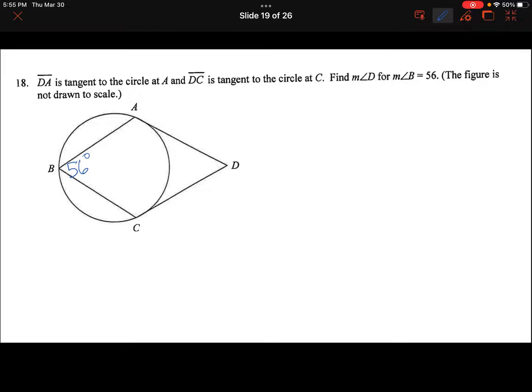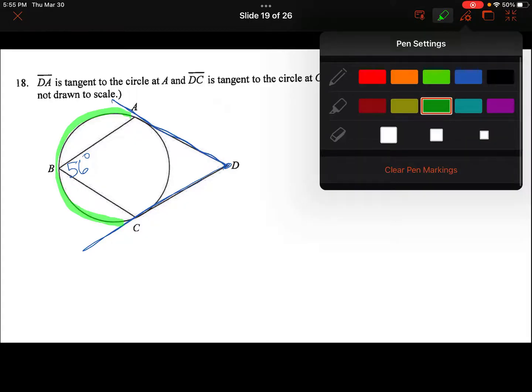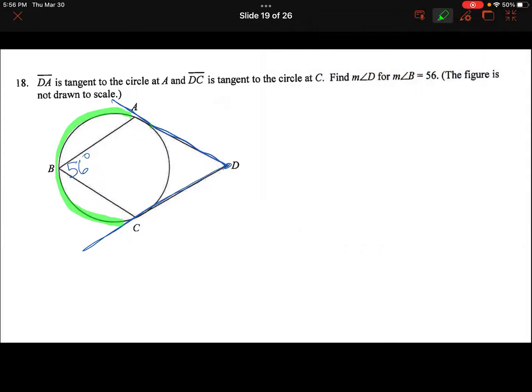All right, so we have two tangents that are meeting outside the circle. So what we need to do is take the big arc and the small arc, subtract those, and then divide by 2. Subtract and divide by 2 to get angle D. I'll put a variable there, angle D.